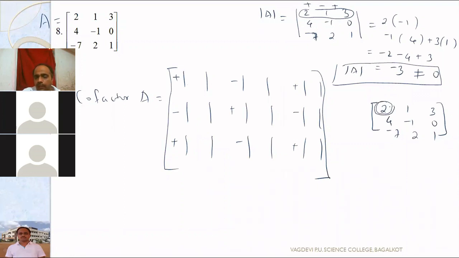Concentrate. First number is 2. Can you delete this row? Put that finger. Write that matrix in your notebook. Put your finger on the first row. Next, first column, the column with this 2. So first row, first column.